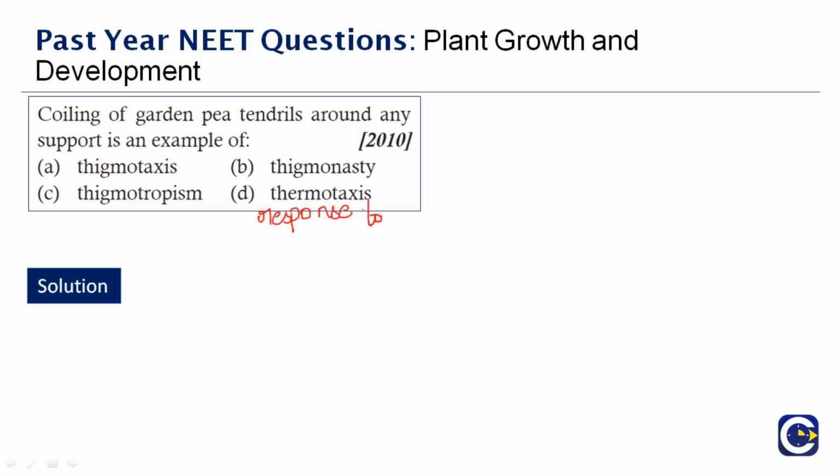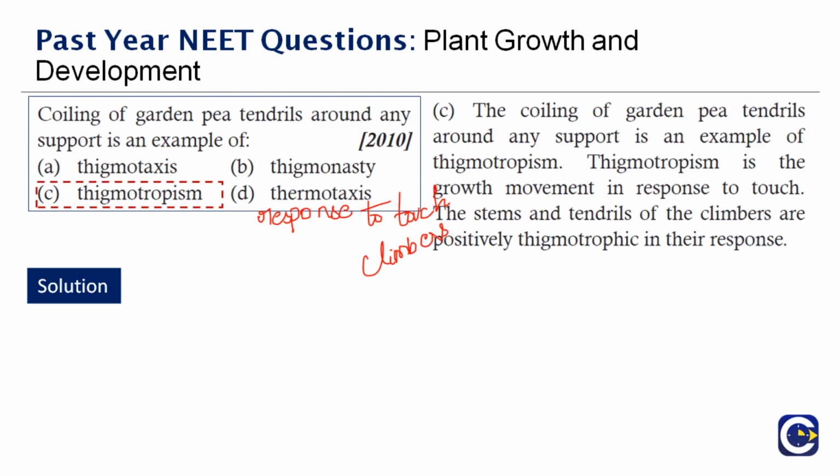Always remember that. Apart from that, the stems and tendrils of climbers are positively thigmotropic in their response. As I already mentioned, it is for support, where they cannot stand by themselves and need someone's support. So basically they are termed climbers. You must have heard about this, right? Therefore the correct answer is option C, thigmotropism. Whenever you get coiling of tendrils, always remember the scenario is about thigmotropism.